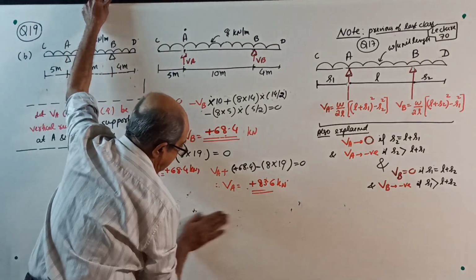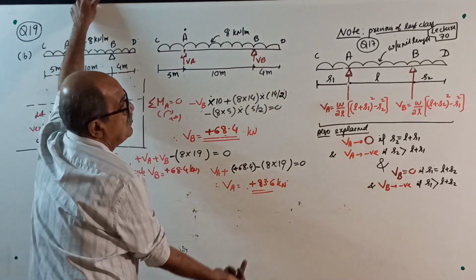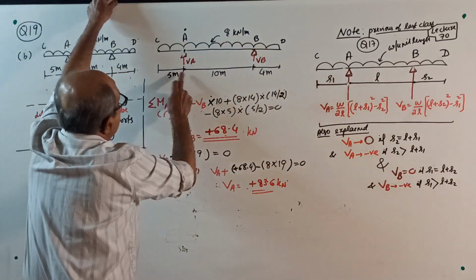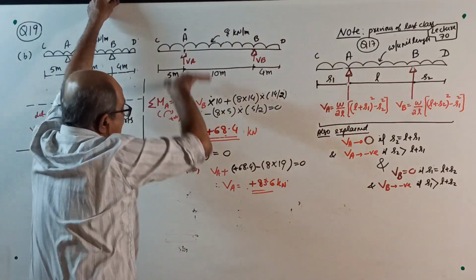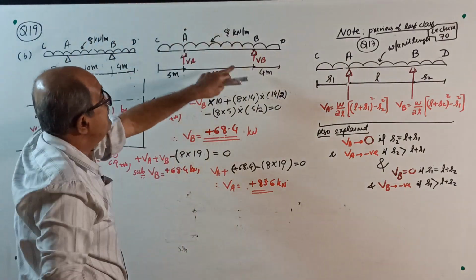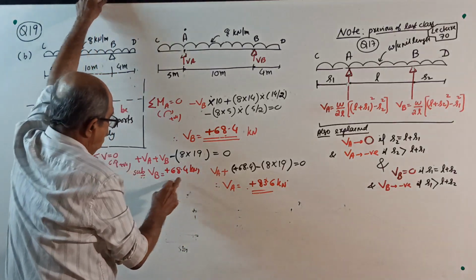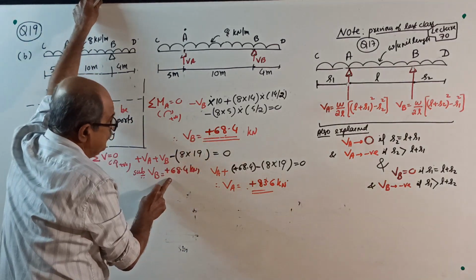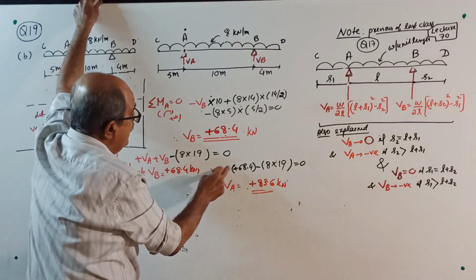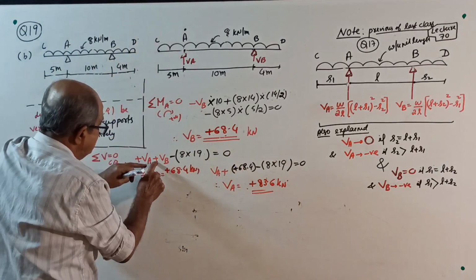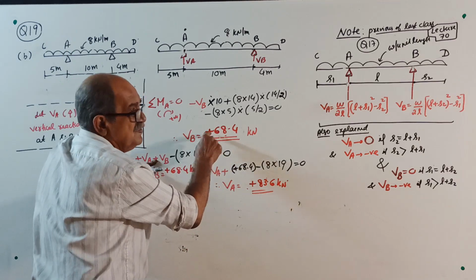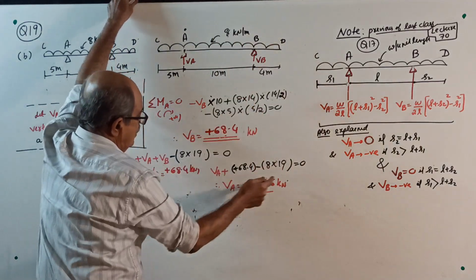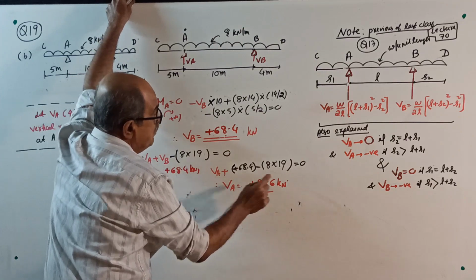Sigma V equals 0, upward positive. Now, no splitting directly. Plus VA plus VB minus the total load, 8 into 10 plus 5 plus 4, 19. 8 into 19 equal to 0. Substitute VB, whatever you got, 68.4 positive. If you get positive, substitute positive. If you get negative, substitute negative. VA plus VB, see this plus is what we got. This all I explained earlier. Minus 8 into 19 equal to 0. You will get VA equal to 83.6 kilonewton.